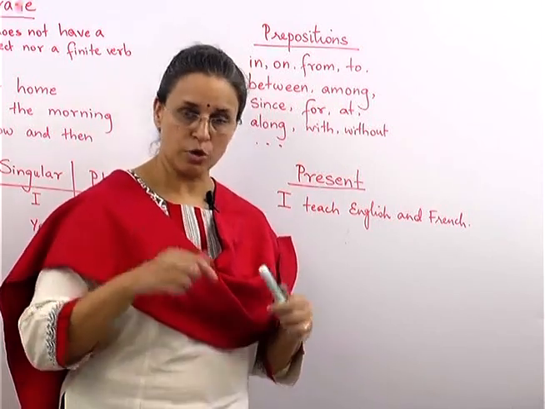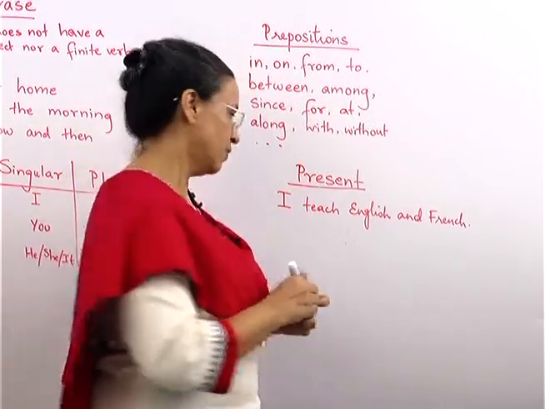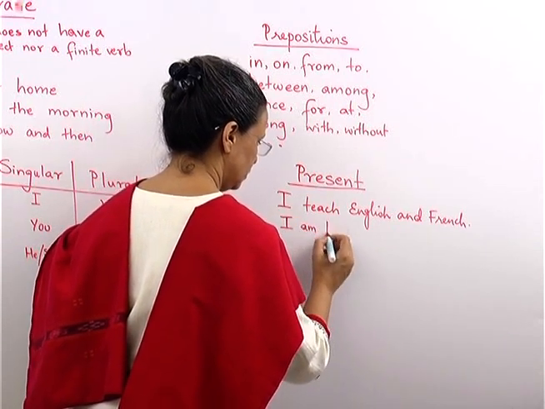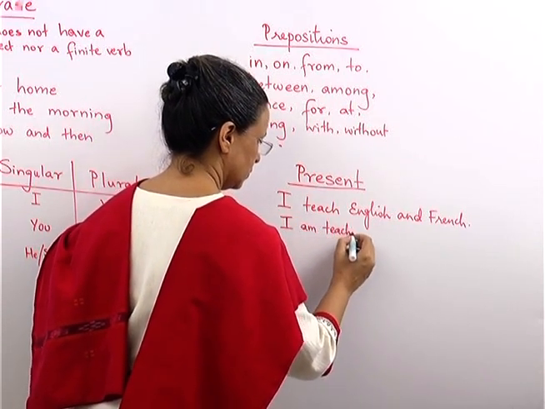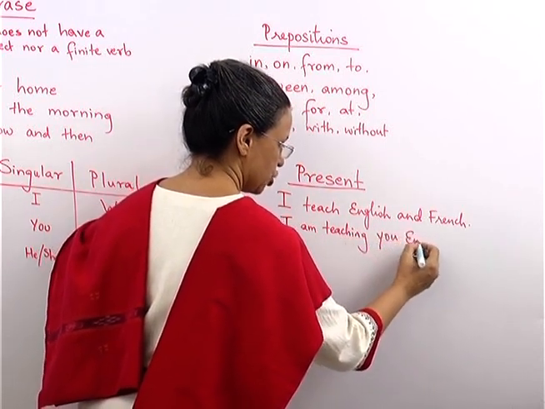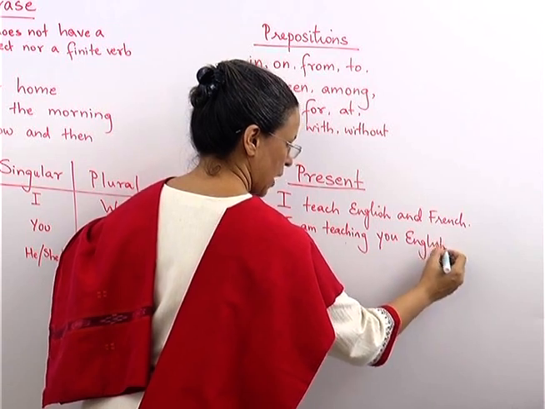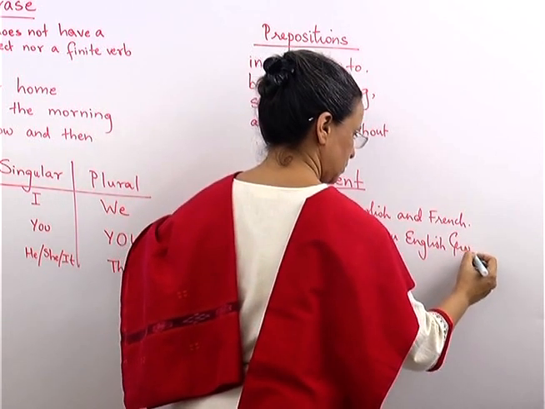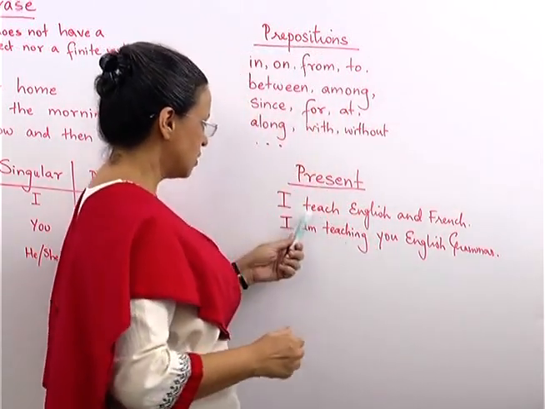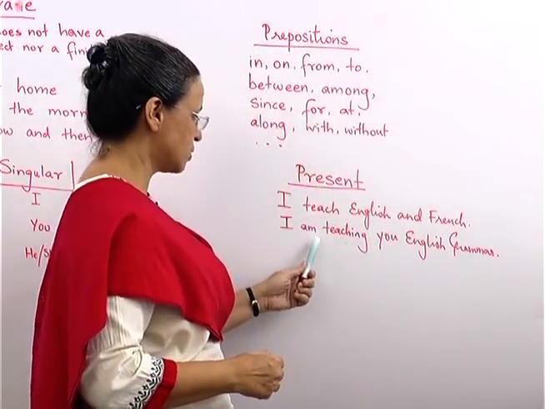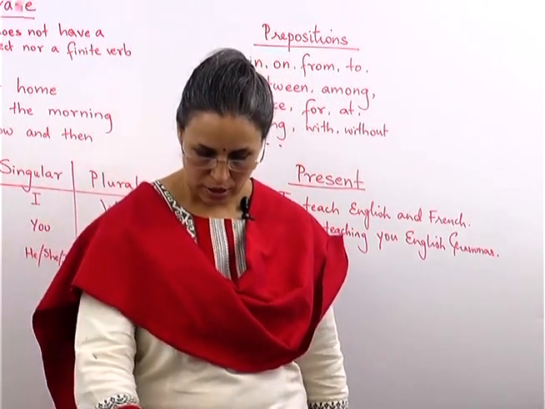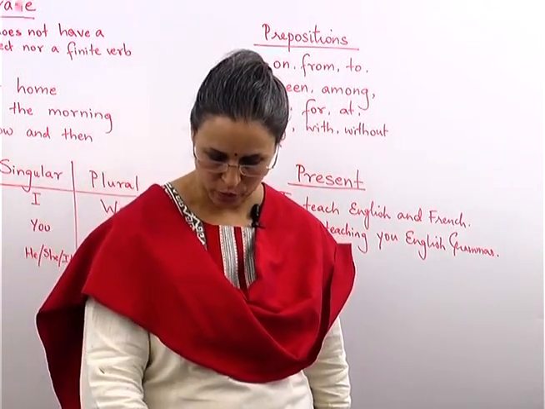But if you're talking about what is happening just now, then I am teaching you English grammar. So this is in normal simple present tense. This is present continuous, what I am actually doing just now. After that, we have pronoun.